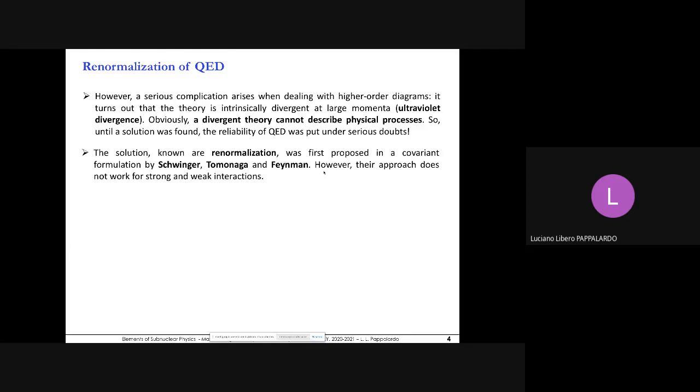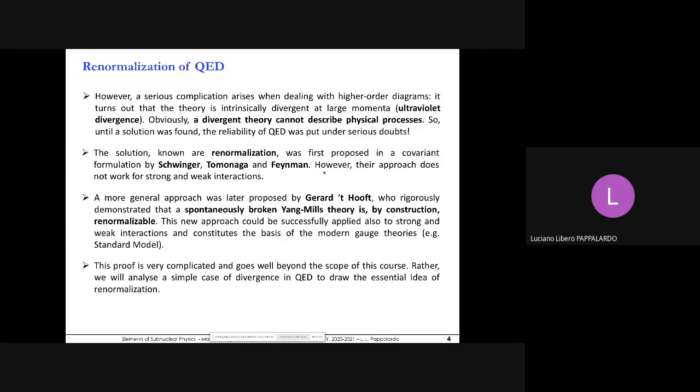Now, the solution, which is known as renormalization, was first proposed in a covariant formulation by Schwinger, Tomonaga, and Feynman, and this is essentially the reason why they got the Nobel Prize. However, their approach does not work for the strong interaction and the weak interaction. It only works for the electromagnetic interaction. But then a more general approach was proposed by Gerard 't Hooft, who rigorously demonstrated that a spontaneously broken Yang-Mills theory is by construction renormalizable.